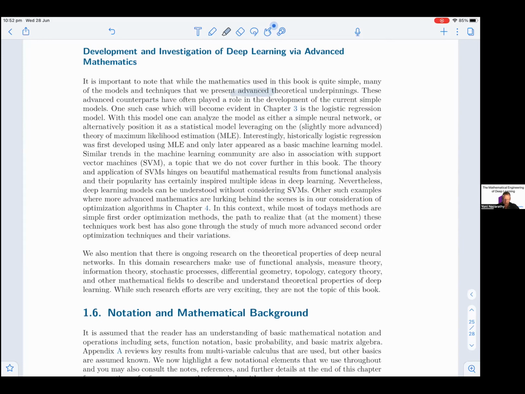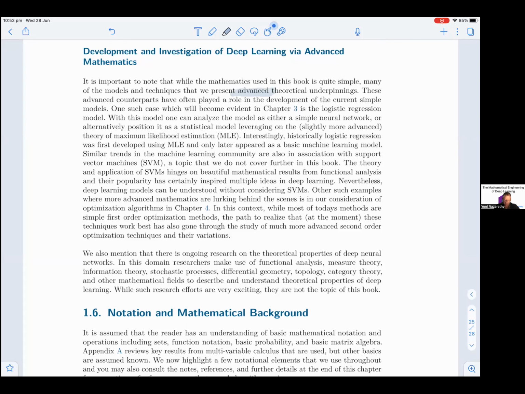Interestingly, historically, logistic regression was first developed using MLE and only later appeared as a basic machine learning model. Similar trends in the machine learning community are also in association with support vector machines, a topic that we do not cover further in the book. The theory and application of support vector machines, SVMs, hinges on beautiful mathematical results from functional analysis, and their popularity has certainly inspired multiple ideas on deep learning. Nevertheless, deep learning models can be understood without considering SVMs.